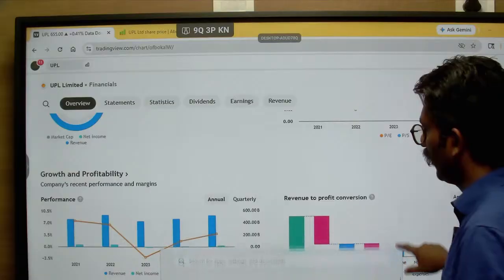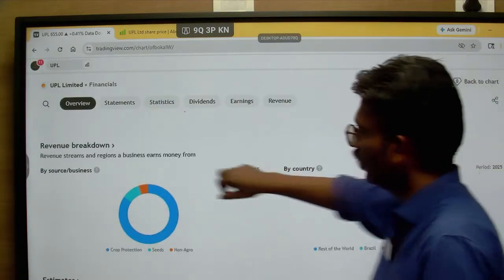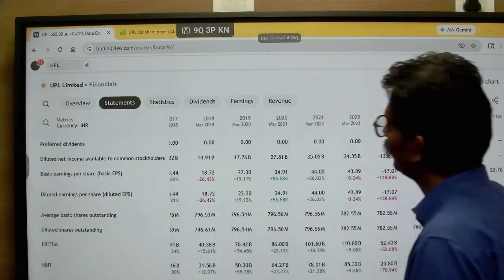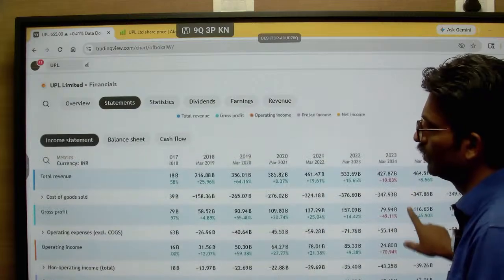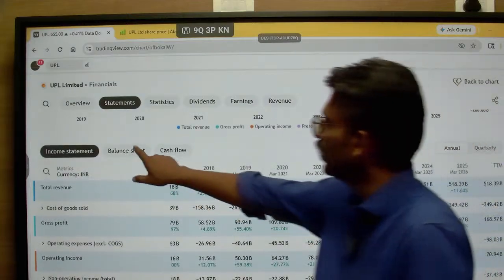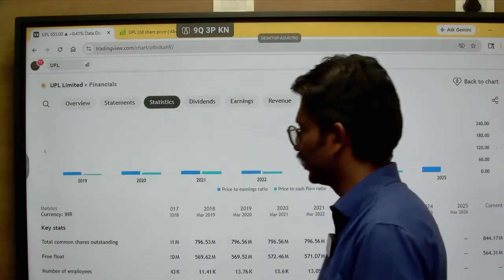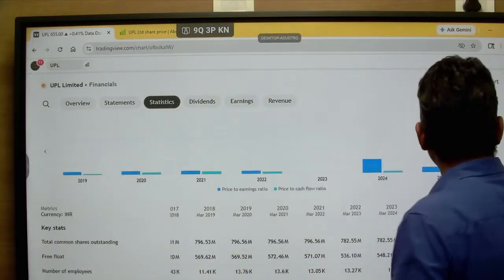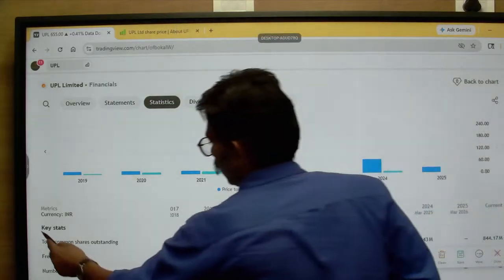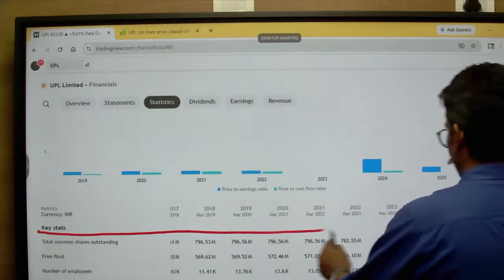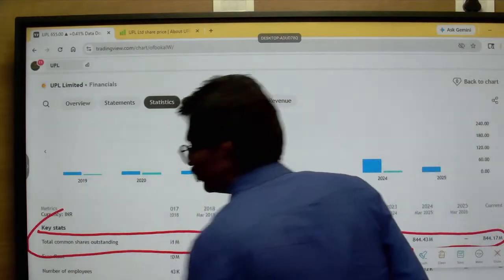Then there is revenue, profitability, etc. They have plotted it here. Revenue breakdown. Then these are the statements: the P&L statement, income statement, balance sheet, and cash flow. So that is one. Then they have statistics. I am more interested in calculating the earnings per share, and this platform tells me the number of shares, total outstanding shares.